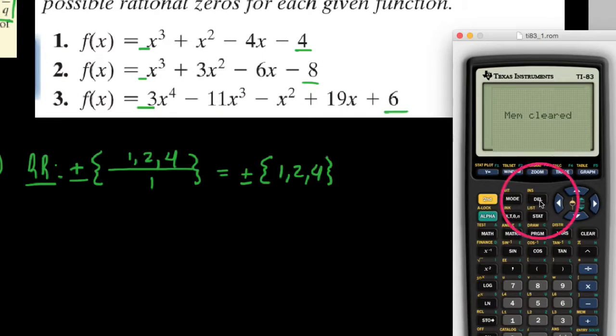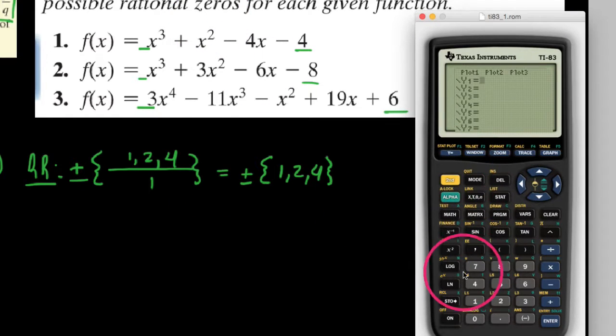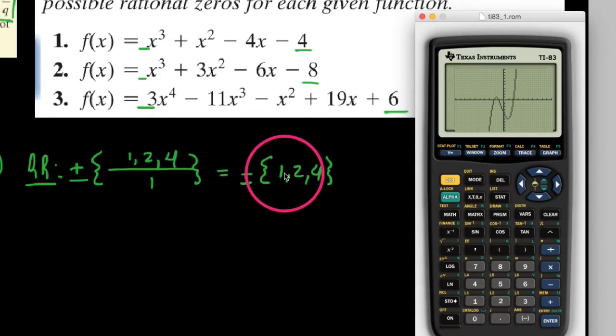And one thing that I want to make sure you do with all of these, please, when you find this list, is take your calculator and put this function in. So we have x to the power of 3 plus x squared, minus 4x minus 4, and graph it. And I want you to see that the zeros we get here look like -2, -1, and +2, and all three of those are on this list of numbers right here.